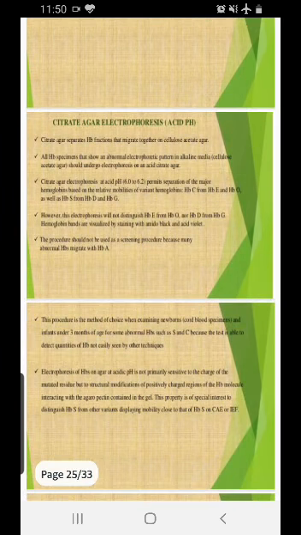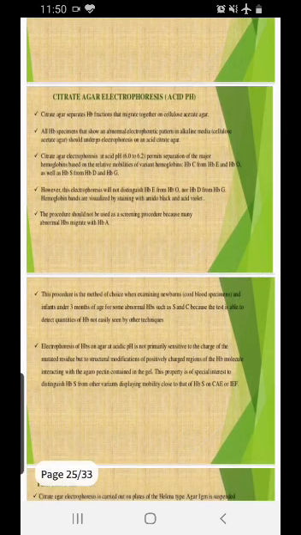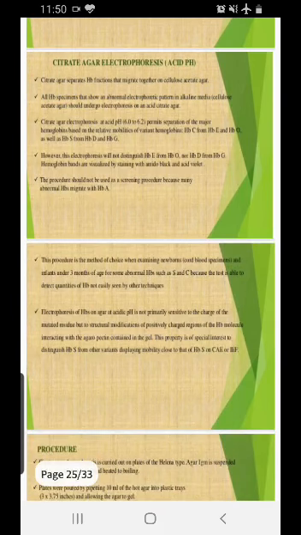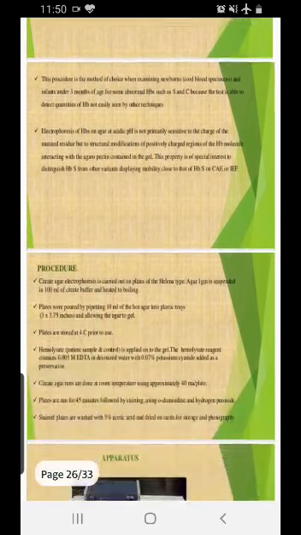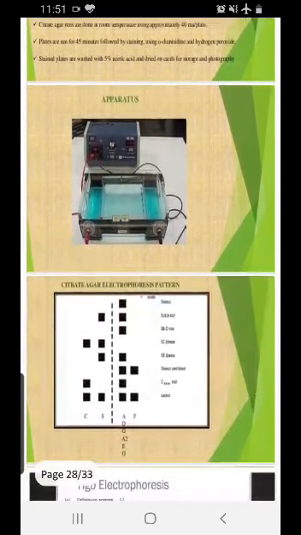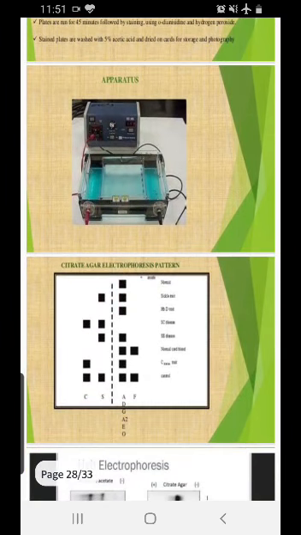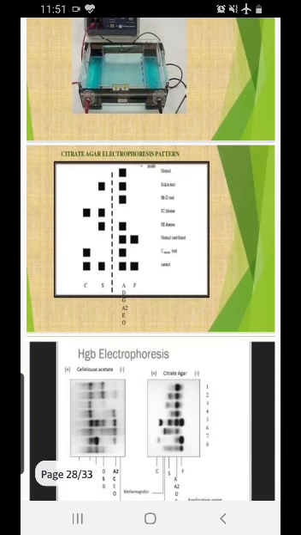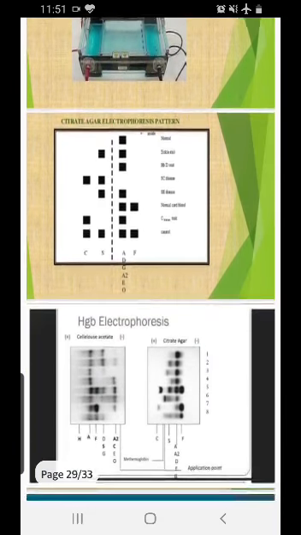Alright, so this is how you perform the test and you interpret the test, and then if required you send the sample for HPLC. Now the citrate agar electrophoresis gives you a pH of 6 to 6.2, and the procedure is almost similar, and you can see the machine, the apparatus which is being used for the separation of the different bands.